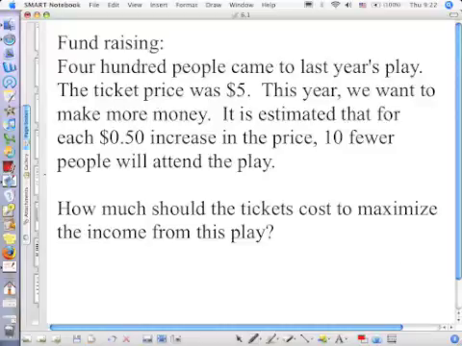Say we're going to do a fundraising project. Let's just say it's the drama club over here. Last year, pretend they charged $5 a ticket and 400 people came to the play. How much money is that? $5 times 400 people. $2,000. Okay, their income was $2,000. It's not their profit, but that was their income. Your profit is when you subtract your costs out of that.